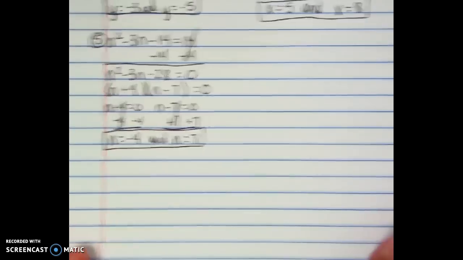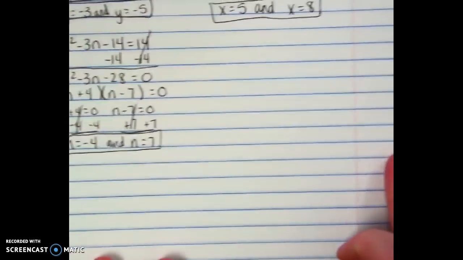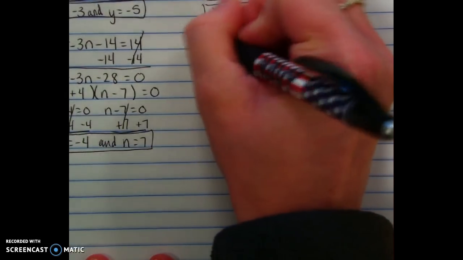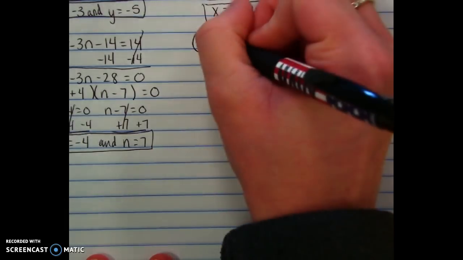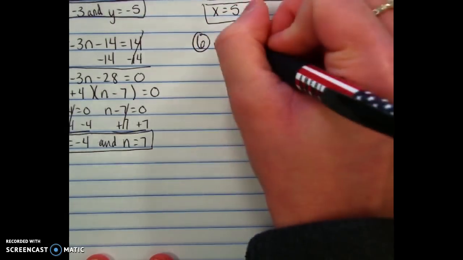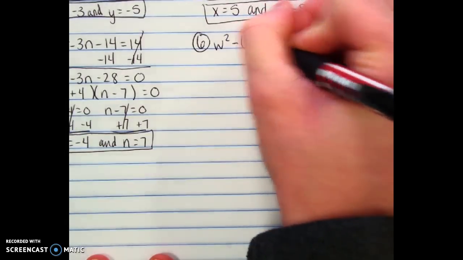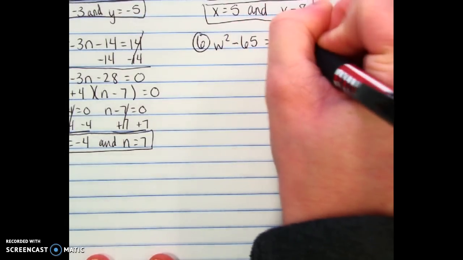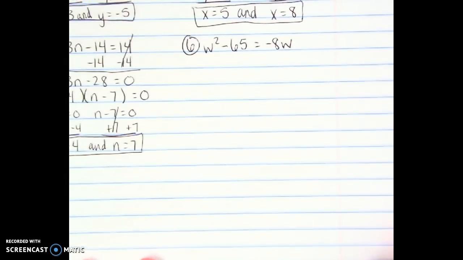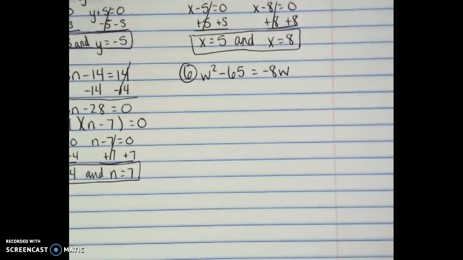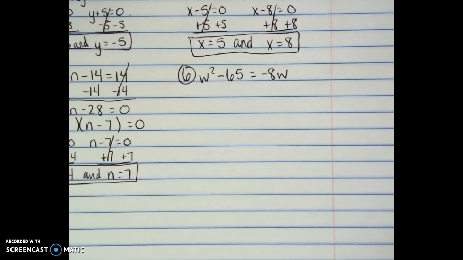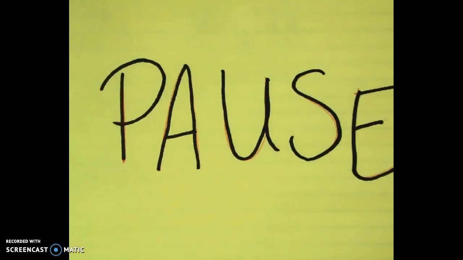Now I have one for you to try on your own where you're going to have to move stuff around first before you factor. w squared minus 65 equals negative 8w. Move things around so you can go ahead and factor it. I'll put up the pause sign just to remind you that you do need to pause it.